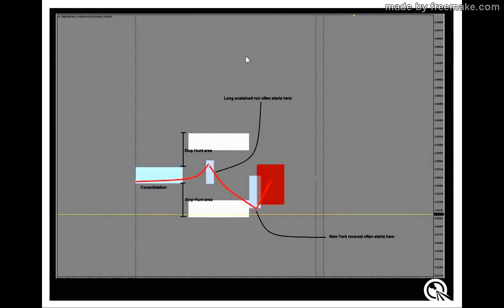And once again, just to help you learn, we've painted these boxes here to sort of highlight those areas. The consolidation generally happens inside the blue box. The stop hunt is outside the blue box, somewhere between 25 and 50 pips, either to the top side in this light gray box or to the bottom side in this light gray box. The long sustained run often occurs here or begins here in this blue box. And the New York reversal often starts inside of this box.